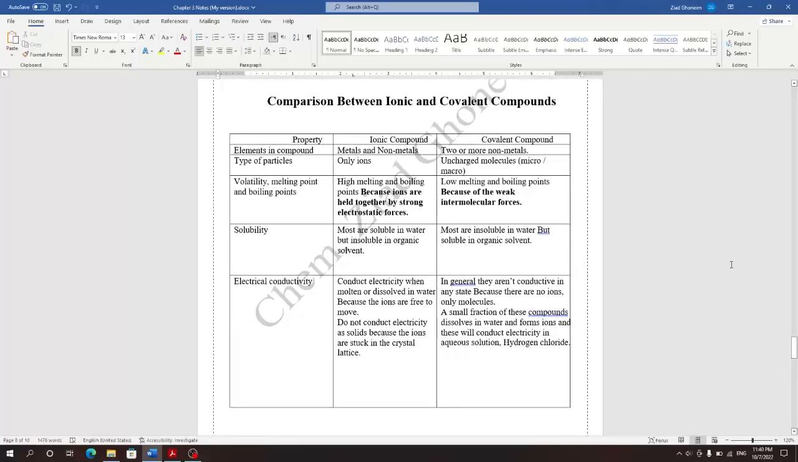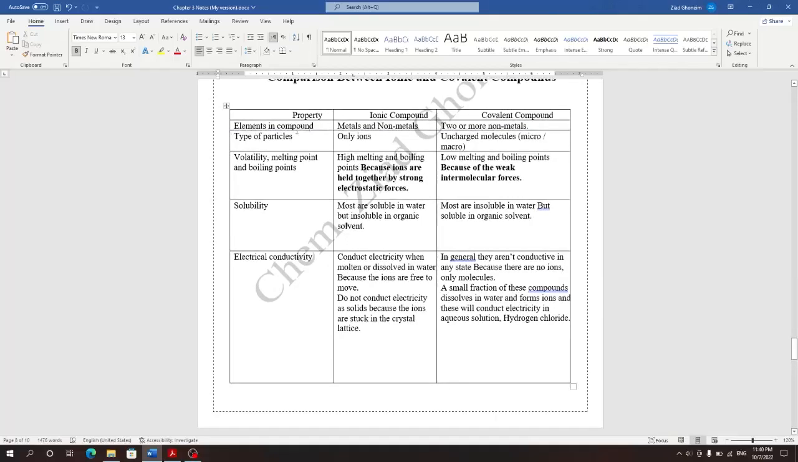We'll start with a comparison between ionic and covalent compounds. In the previous videos, we've finished explaining the ionic compounds and the covalent compounds, and we've talked about the simple covalent compounds, right? We talked about the single covalent bonds, the double covalent bonds, and the triple covalent bonds. Today we'll compare between ionic and covalent compounds.